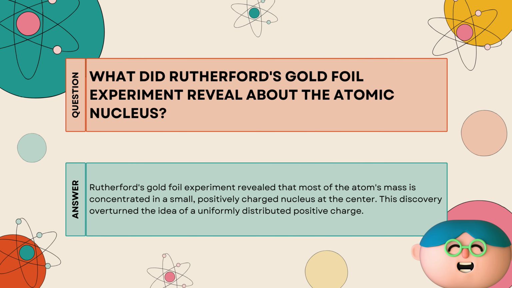What did Rutherford's gold foil experiment reveal about the atomic nucleus? Answer: Rutherford's gold foil experiment revealed that most of the atom's mass is concentrated in a small, positively charged nucleus at the center. This discovery overturned the idea of a uniformly distributed positive charge.